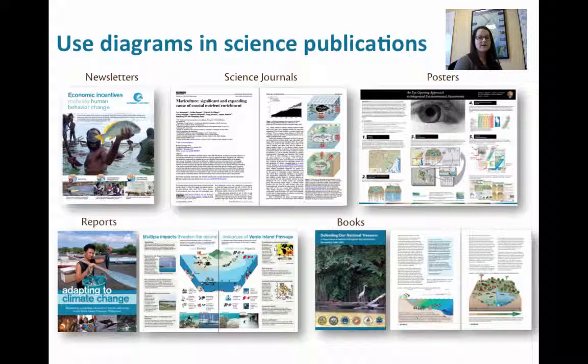And you can use diagrams in scientific publications, in journals. A lot of journals now are accepting color images. You can use them in posters, reports, books, presentations, and it's really important to create a portfolio of great scientific graphics and visualizations that you can reuse over and over again.